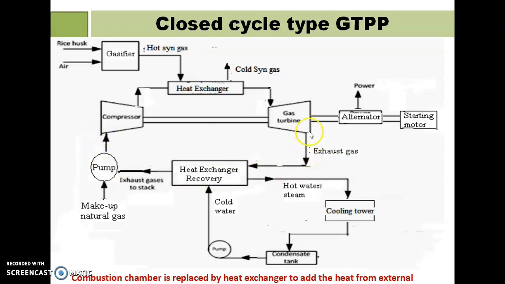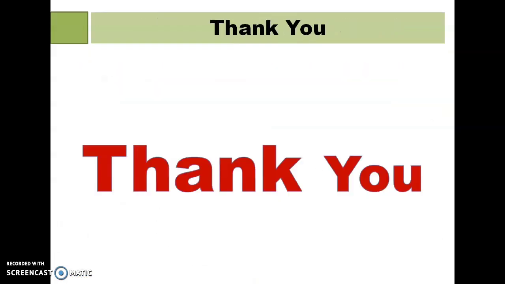So, understood the difference between open cycle and closed cycle. In open cycle, the exhaust gases are directly thrown out into the atmosphere, and in closed cycle, the exhaust gases are recirculated in the circuit again. So this is how the gas turbine power plant works. I hope you understood how the gas turbine power plant works and how the open cycle and closed cycle gas turbine power plants work.